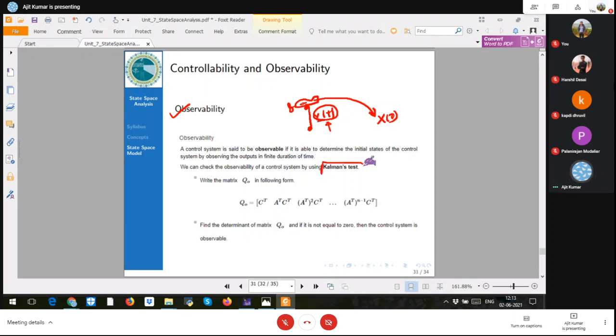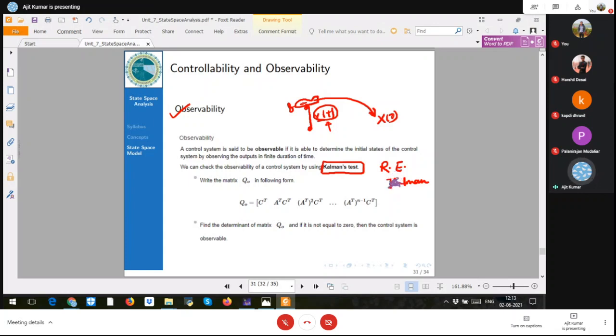So Kalman was a very big scientist. His name was Rudolf E. Kalman. Now he's no more. He was active till a few years back. Recently he died.